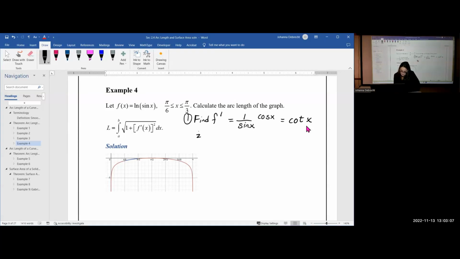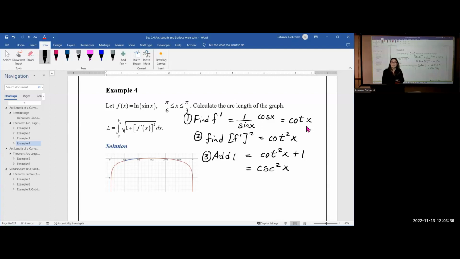And then step 2, we're going to find that squared, which is going to give me cotangent squared of x. And step 3, we add 1, which is going to give me cotangent squared of x plus 1. Now, you should recognize that. That's a Pythagorean identity. This actually becomes cosecant squared of x.